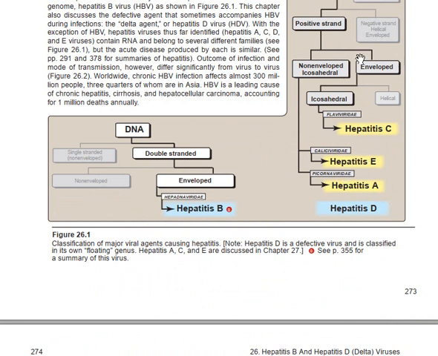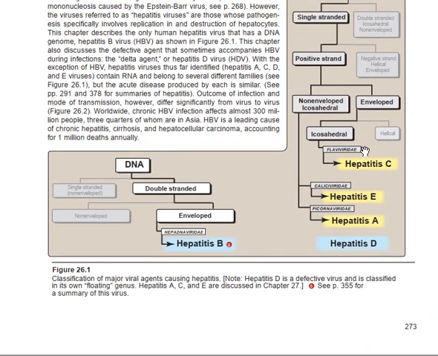Now, the next is under the envelope, where you have the Flaviviridae, which is hepatitis C. So, hepatitis A, E and C are all RNA viruses, along with hepatitis D, which is also inside the Picornaviridae. Is it clear? Now, the only one which is a DNA virus is hepatitis B, and hepatitis B is a double-stranded enveloped virus in the Hepadnaviridae family.